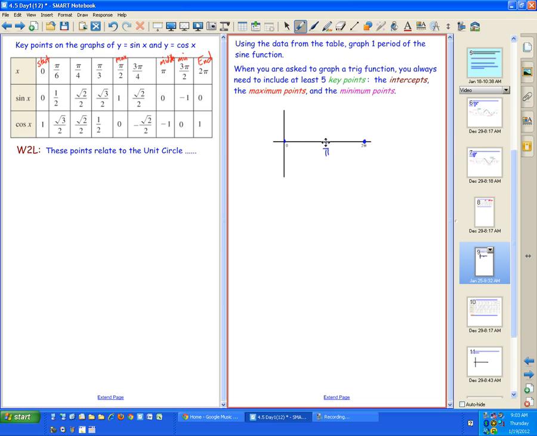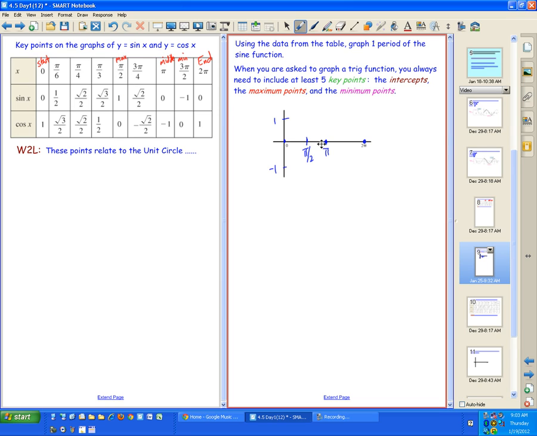We're also at 0. So then the question is, which way are we going? If this is positive 1 and down here is negative 1, then using my table at pi over 2, which is halfway between 0 and pi, I have a point that says my y value, when I put pi over 2 in for sine, I get 1.